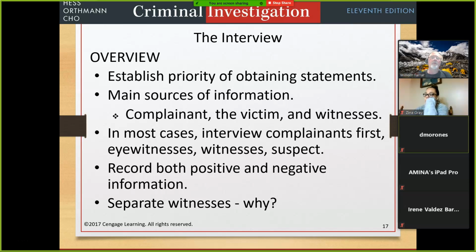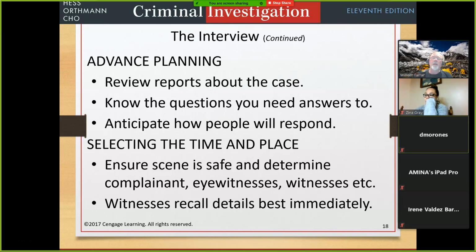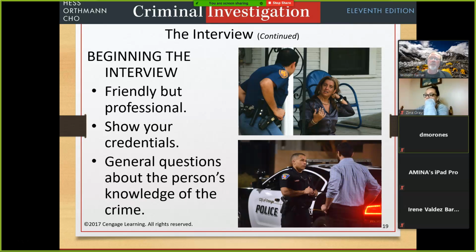All right, we already talked a lot about the interview itself. We talked about separating witnesses, so we can kind of go through that. A little bit about advanced planning. Review the reports. So if you're doing a supplemental report or a follow-up, or you make an arrest on somebody else's case, you want to look at the reports before you do the interview. You want to be able to know the questions that you want answers to before you do that. You don't want to try to make it up on the fly. It's really difficult to do that. So you want to be able to anticipate how people might answer the question and maybe ask a follow-up question. So again, good investigators will set up their interviews and have a lot of their questions already pre-written out.